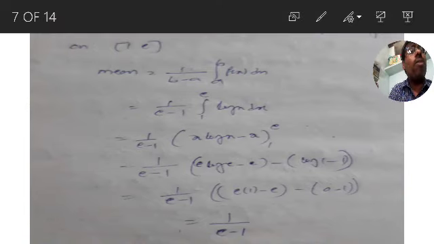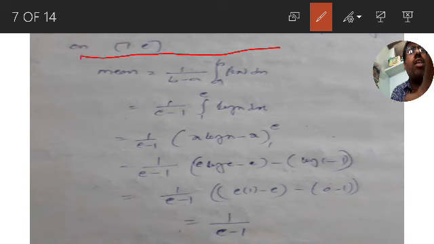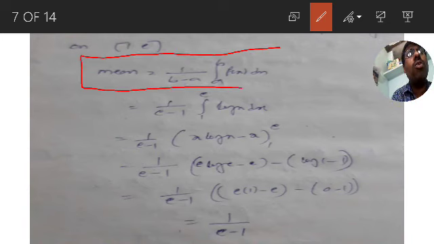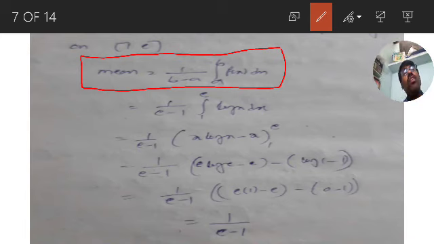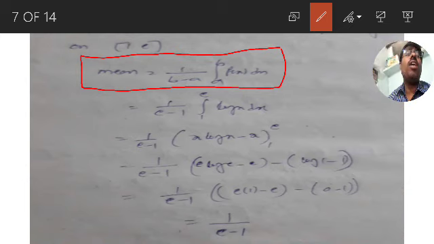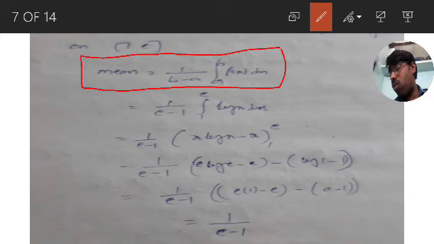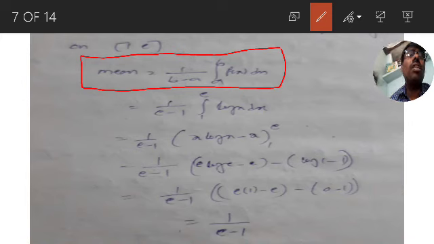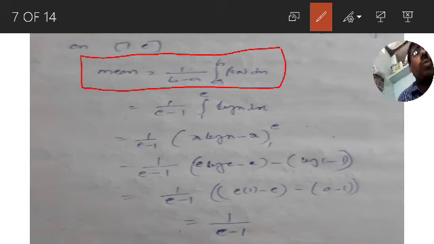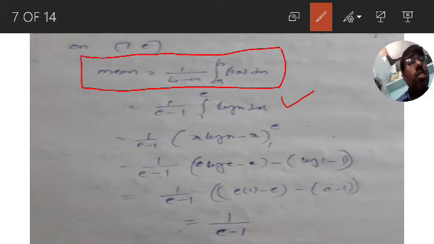So what is the formula, guys? The formula of the mean value, I am writing in every problem, and you have to also practice like this. Mean is equal to 1 by b minus a, integration a to b f of x dx. Just in the first slide we learned the mean value definition. So what is a? a is equal to 1 and b is equal to e, f of x equal to log x. Substitute, and what will we get? 1 by e minus 1, integration 1 to e log x dx.